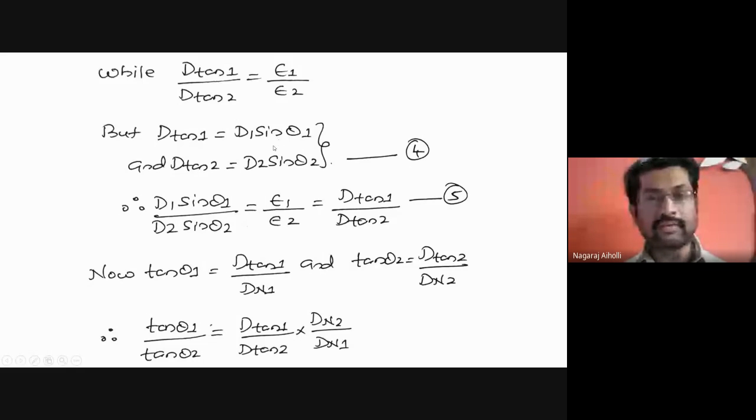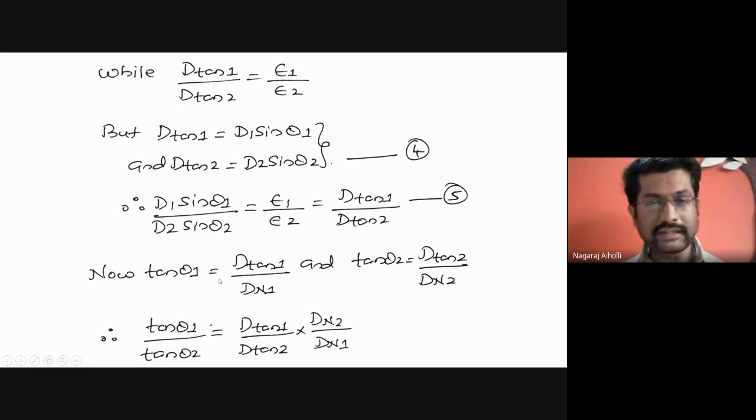And divide one by another. D1 sin theta 1 by D2 sin theta 2 will be epsilon 1 by epsilon 2, because D1 sin theta 1 by D2 sin theta 2 is Dtan1 by Dtan2. Dtan1 by Dtan2 is further equal to epsilon 1 by epsilon 2. Take it as equation 5.